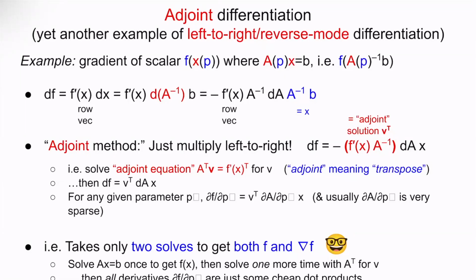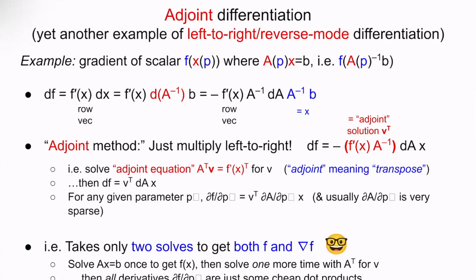So x is A inverse b, so I'm really computing f of A inverse b, where the parameters are inside the matrix, and I want to apply the chain rule. So we have f of x and then x of p, and I want to propagate my chain rules through that. So I want to ask, what's df, the change in f, for a small change in the parameters p. So let's just do chain rules.